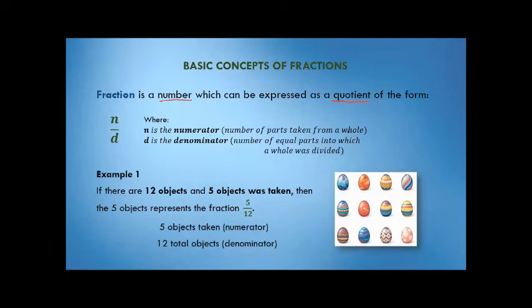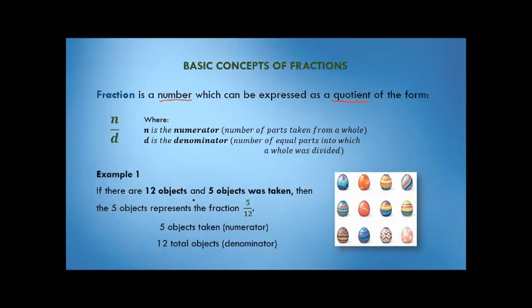So, ibig sabihin, yung isang buo, hinati sa equal parts, yung parts na kinuha, that is the numerator. While d is the denominator, it is the number of equal parts into which a whole was divided. So, ito naman yung number ng equal parts na dinivide yung whole o yung isang buo. Okay? So, we have example here, example number 1.